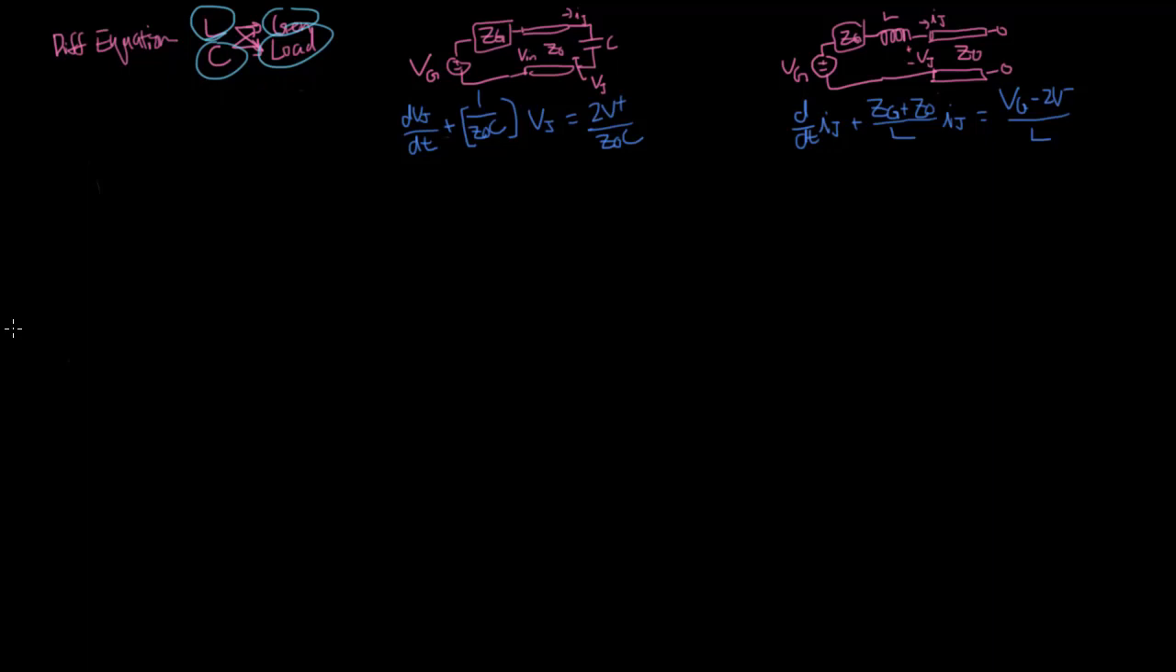Now you may recall that the general process to solve a differential equation is you have to first solve for the homogeneous solution, which is where the differential equation, the right-hand side is equal to 0. And then you solve for what we call the particular solution, where we let this equal to what we see, so 2V plus over Z naught C for the particular solution. So that is going to be our next step.